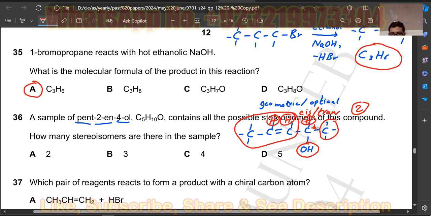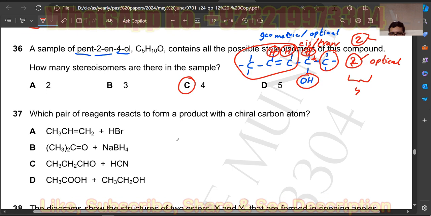So this carbon is the chiral carbon, and as a result of the chiral carbon we have two optical isomers, which means now in total we have 2. There is no other carbon apart from this one, so as a result we have 2 optical and 2 cis-trans, and when we add them you will get 4. So that's why the C option is the right one.